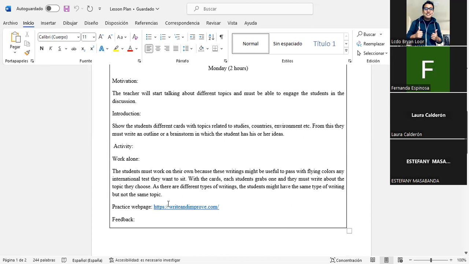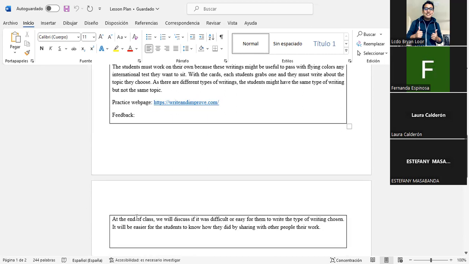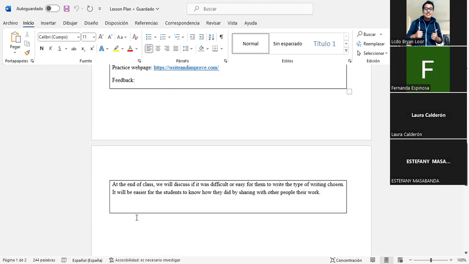The feedback is under that. Practice says, at the end of the class, we will discuss if it was difficult or easy for them to write the type of writing chosen, and it will be easier for the students to know how they did by sharing their work with other people.